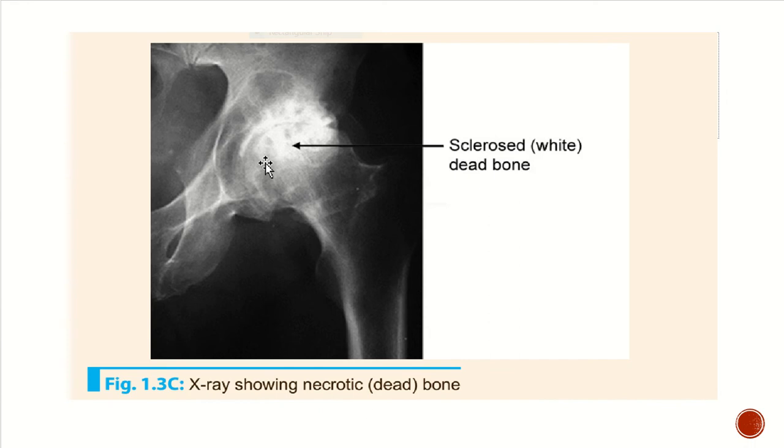And here we can see that in dead or necrotic bone, this white part is more white than the surrounding areas. Relatively, this is whiter than this area. So this area is the dead part, that is sclerosed.